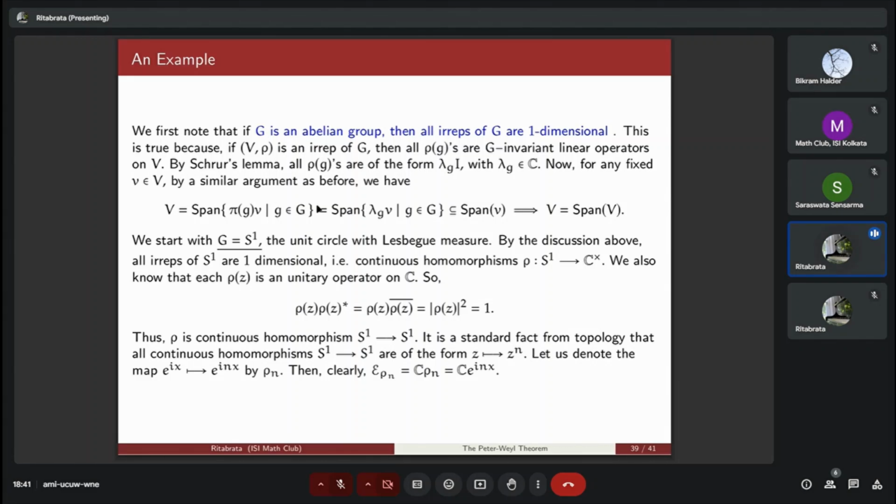It's not very obvious, but it is standard. I mean, it is very well known. Maybe we can directly use the fact that it's a homomorphism. We'll get something related to the Cauchy functional equation, and since it's continuous, we'll get that as a solution.